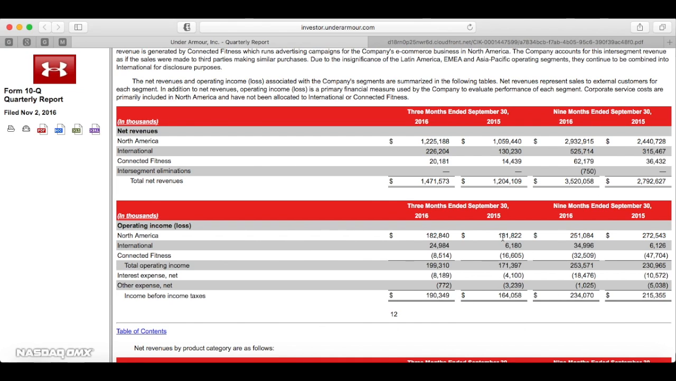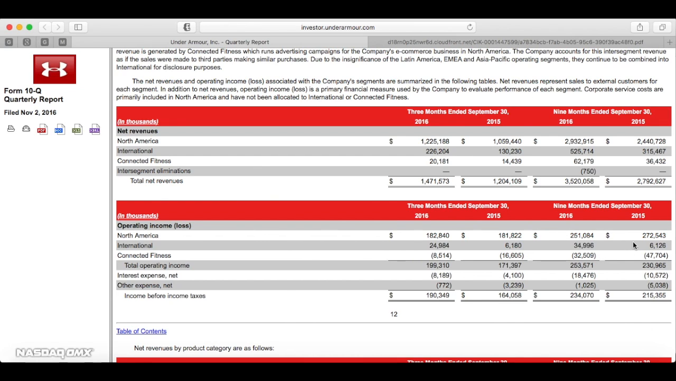Now, operating income. This is even more important. Notice that operating income for the United States is actually flat for the last 3 months. And notice that it's actually down for the last 9 months. So that is definitely something that investors are going to be looking at. Notice again that the revenue that Under Armour is bringing in on the clothing line here in North America, it's gone up for the last 9 months. But notice the income that they've generated off those sales has actually gone down. And so they've become less efficient here in North America.